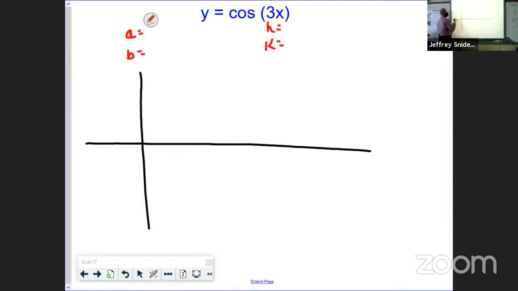So what's A, the amplitude of this bad boy? 1. It's got a normal amplitude. What's B? 3. What's H? 0. What's K? 0. Okay, so now I know. So this right away gives me the midline. So I'm going to start by drawing the midline. The midline is y equals 0. So I'm going to draw that first.